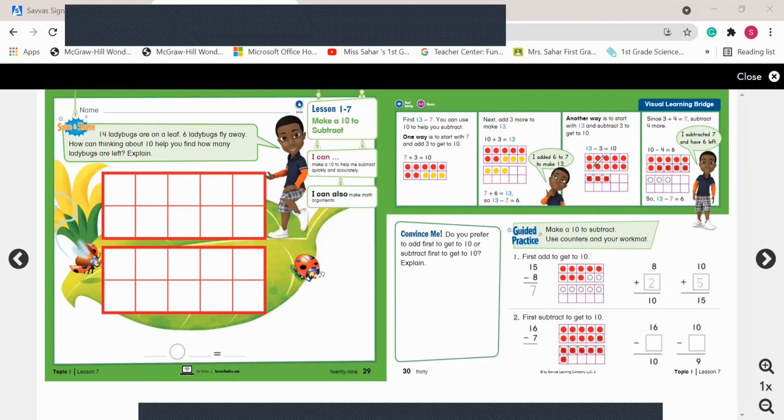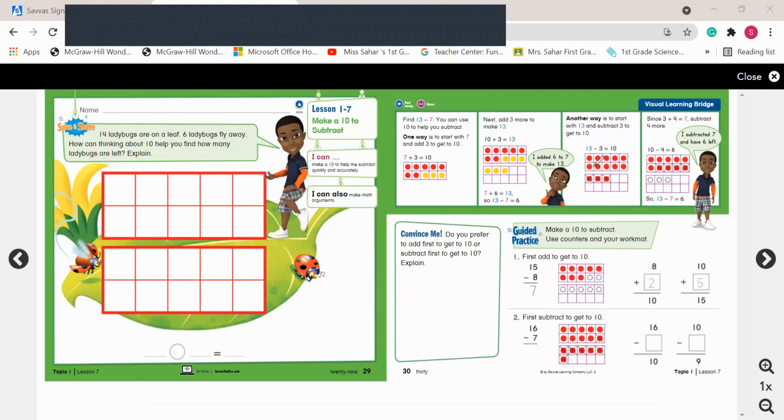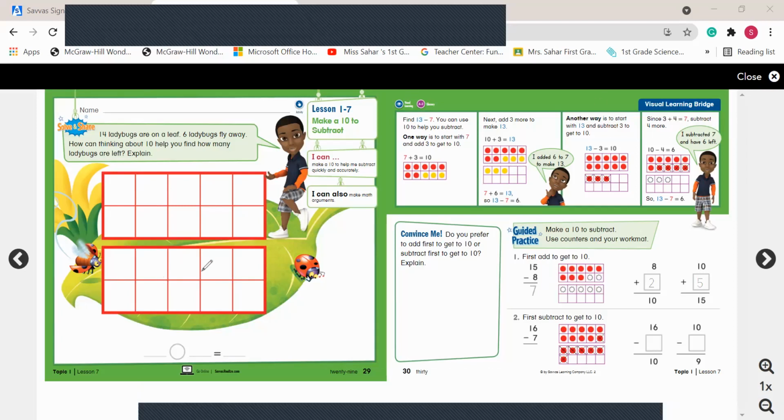We are in lesson 7. We're still in topic 1, and today's lesson number 7. So please open your book, page 29 and 30. What we have today is make a 10 to subtract. As in a previous lesson, if you remember, we made a 10 to add. So we have the two 10 frames. We make one 10 frame 10, and then we put the second addend on the second 10 frame, and we add them together. Today we're going to make the 10 to subtract.